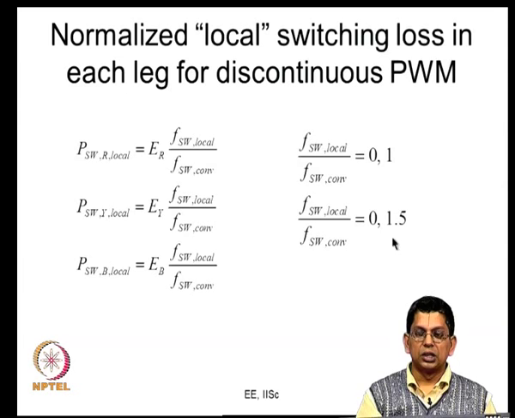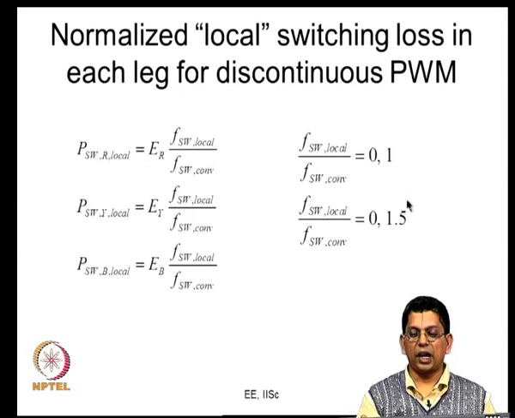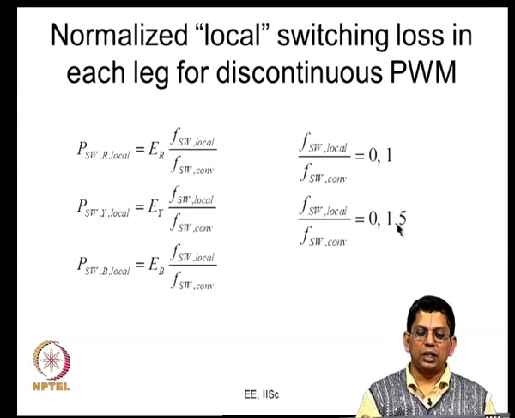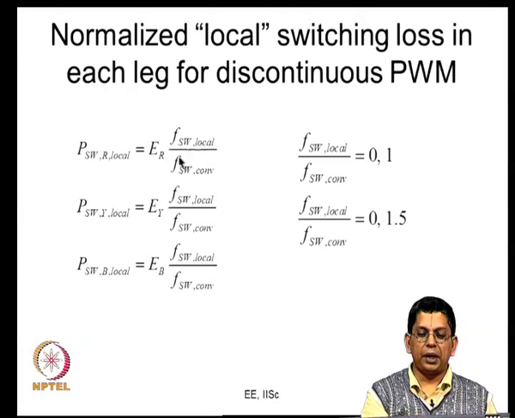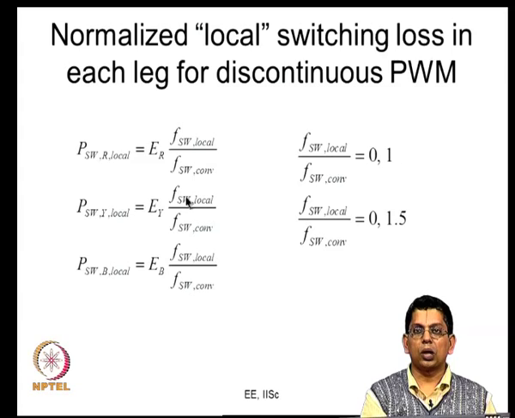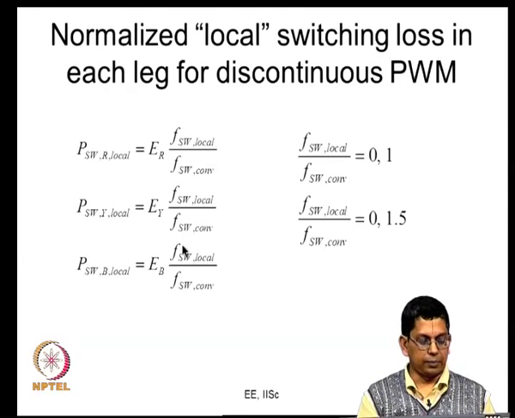So, sometimes we use the same carrier frequency as the conventional, or sometimes we use a higher carrier frequency, that is 1.5 times that of the conventional, and therefore, this FSW local will be either 1 or 1.5 depending on what carrier frequency we have chosen when the phase is switching, and when the phase is clamped it is only going to be 0. So, this way you can evaluate the normalized local switching loss for each leg, for R phase leg, Y phase leg and the B phase leg.